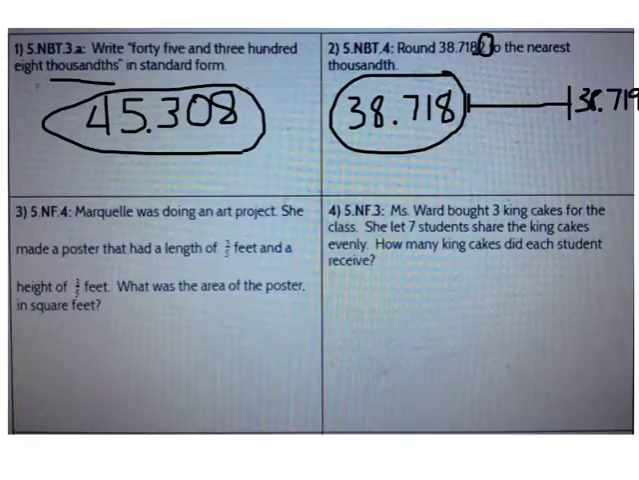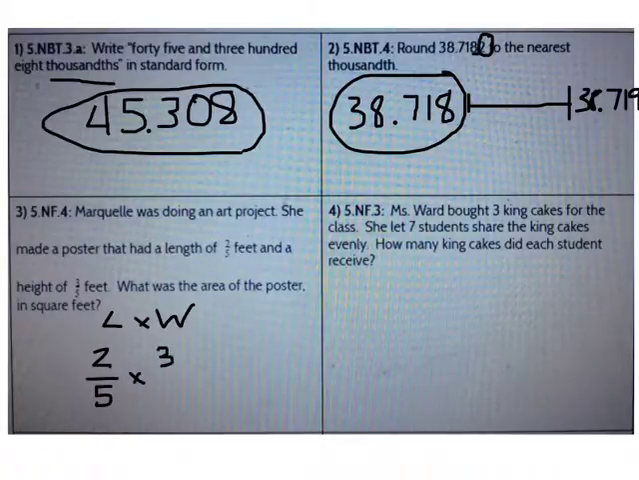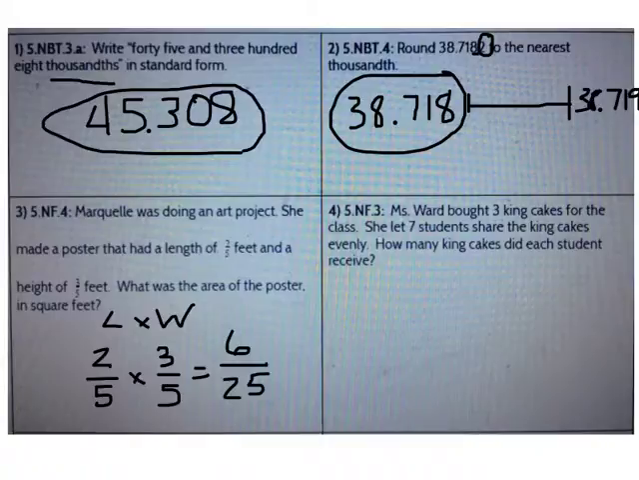Let's do another example. Number 3. Marquelle was doing an art project. She made a poster that had a length of 2/5 feet and a height of 3/5 feet. What was the area of the poster in square feet? What operation do I use to find area? I use multiplication. Area can be found with length times width. So I need to multiply 2/5 times 3/5. What's 2/5 times 3/5? Well, 2 times 3 is 6, and 5 times 5 is 25. So the area of the poster is 6/25 feet square.